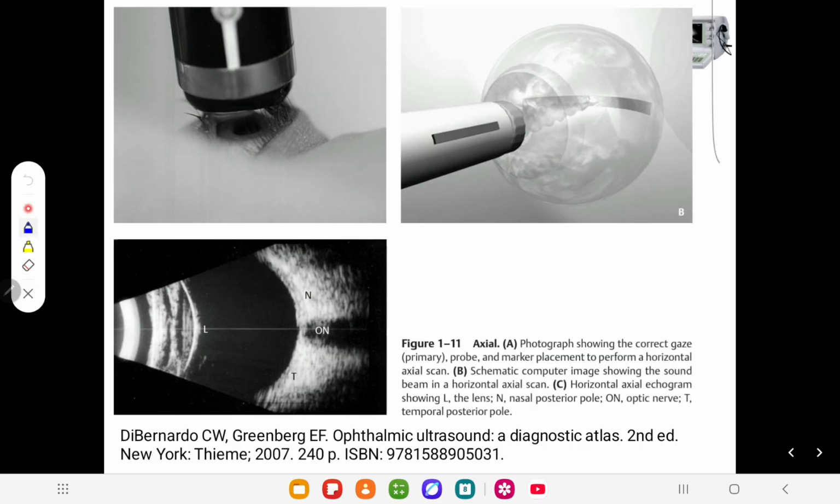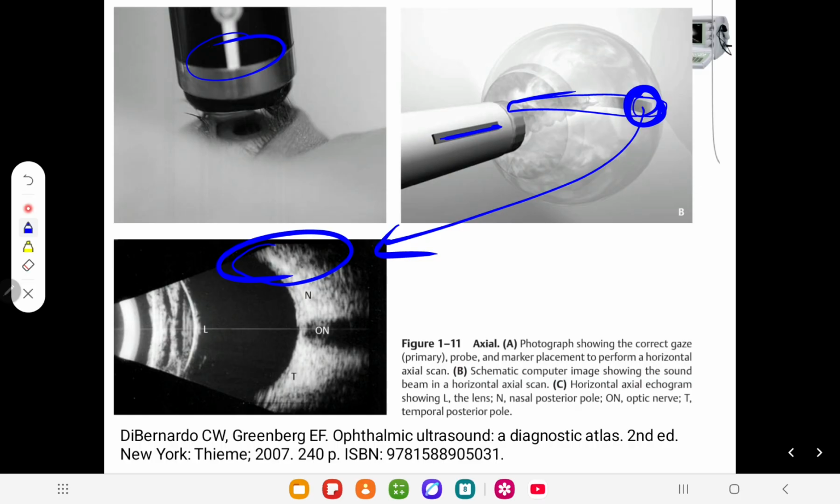So basically this is the marker, the white line. In this picture, you can imagine this is the marker, and this is the position of the retina that the ultrasound scan shows. So this portion of the retina is shown in the upper part of the scan. That's what I'm talking about: the significance of the marker. It's very important that you understand the marker.